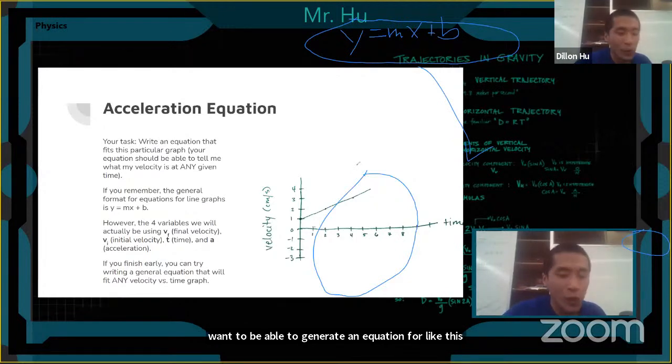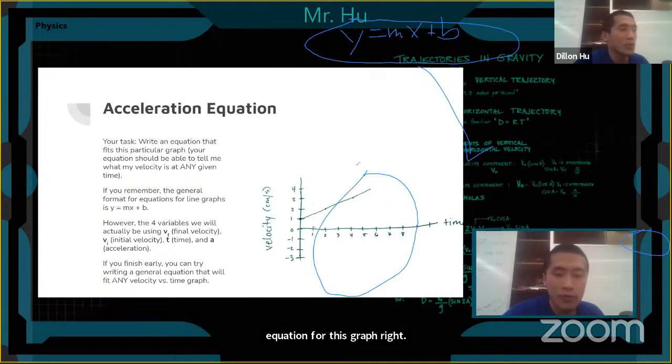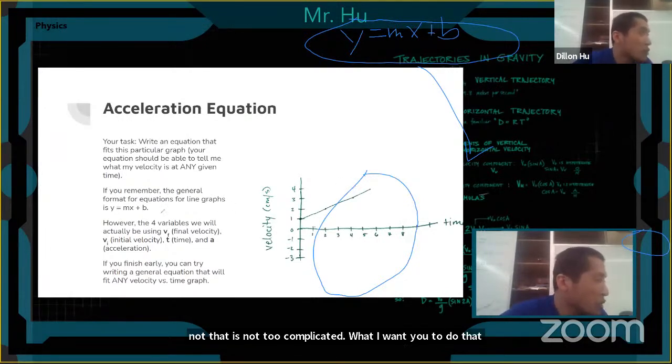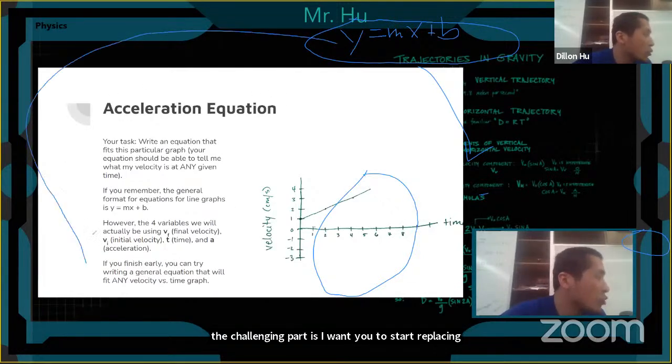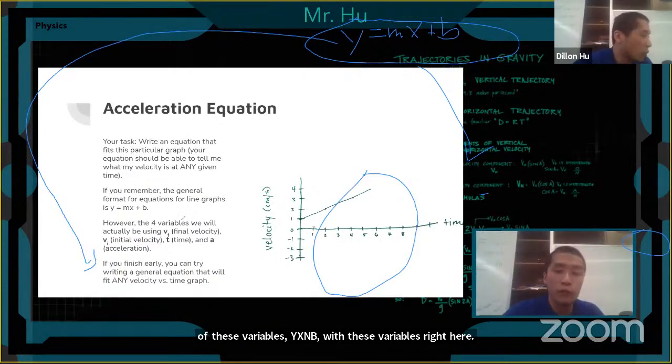You can start off with generating a specific equation for this graph, right? But our idea is we want to generate a general equation for this graph. Now, writing an equation for this graph in itself is not too complicated. The challenging part is I want you to start replacing some of these variables, y, m, x, and b, with these variables right here. So there are 4 new variables that we're going to be using.